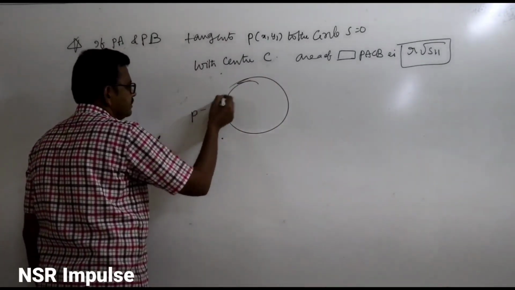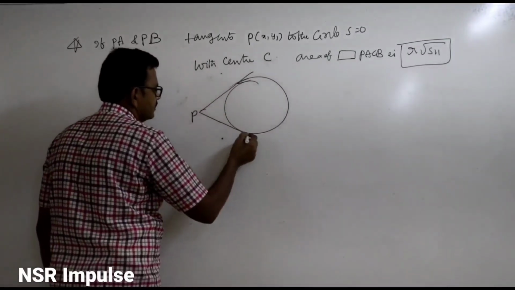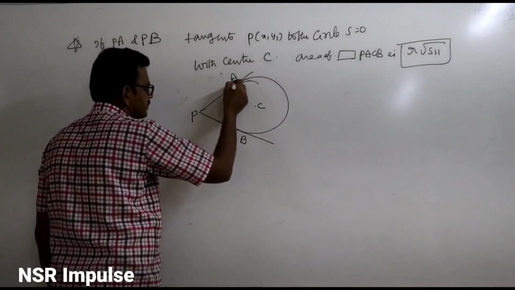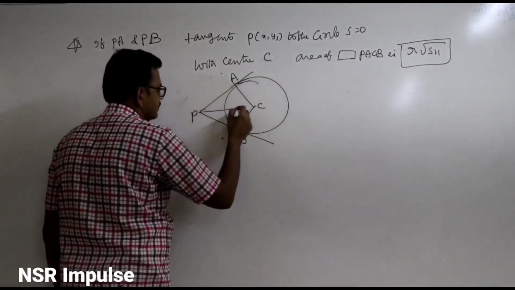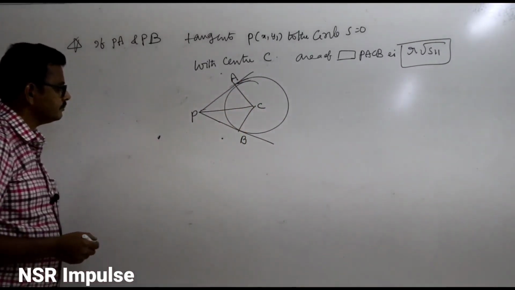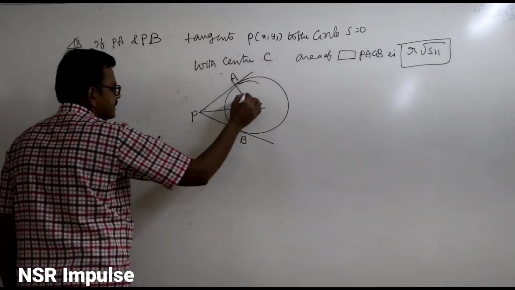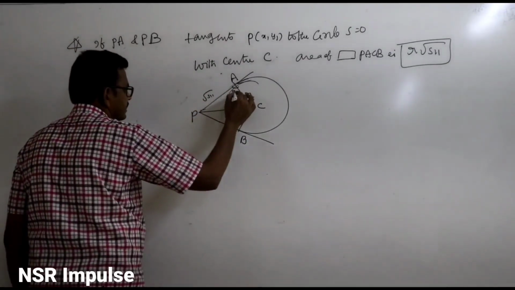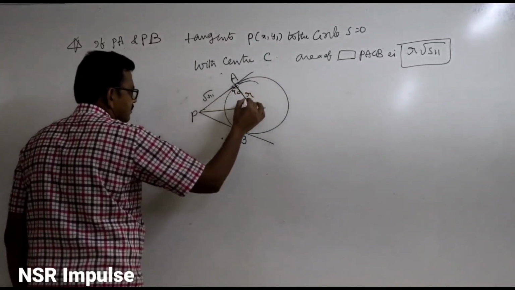The point is P, A, center C, this is B. This is the radius R. This is root S11. Here the angle is 90 degrees because this is the tangent and this is the normal.